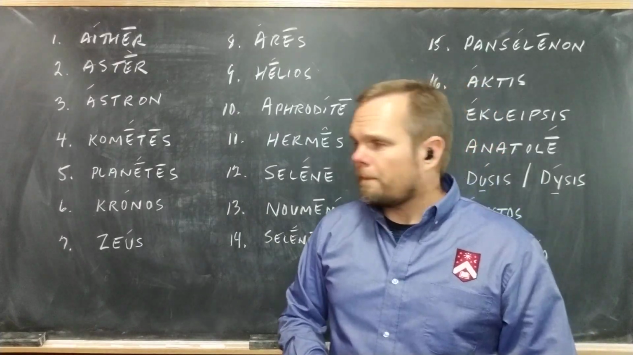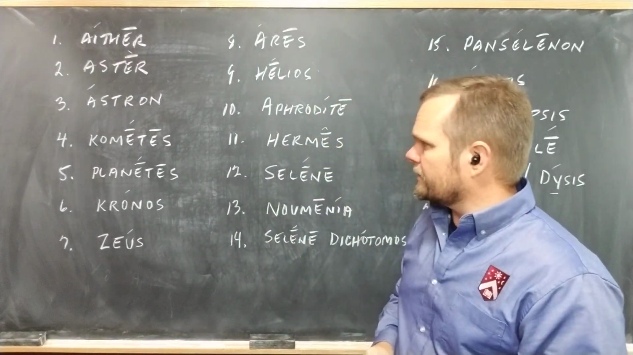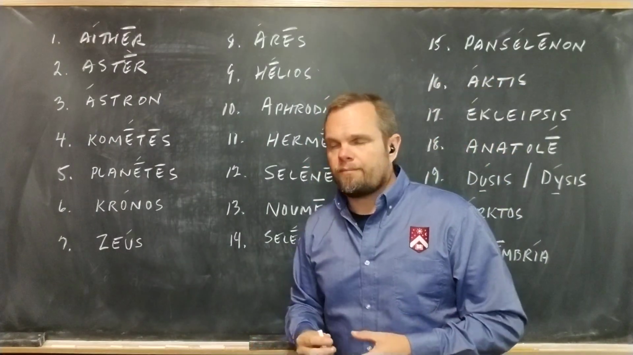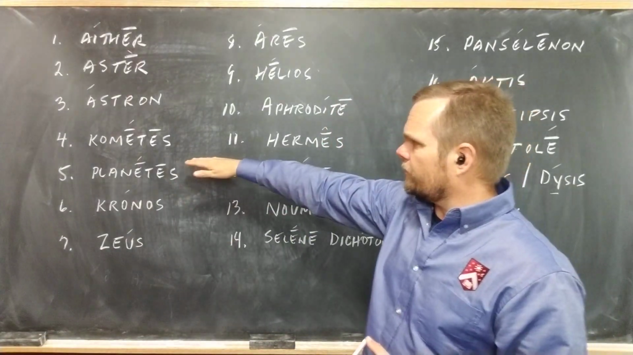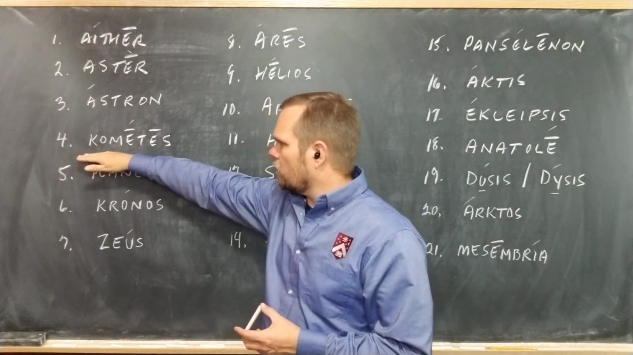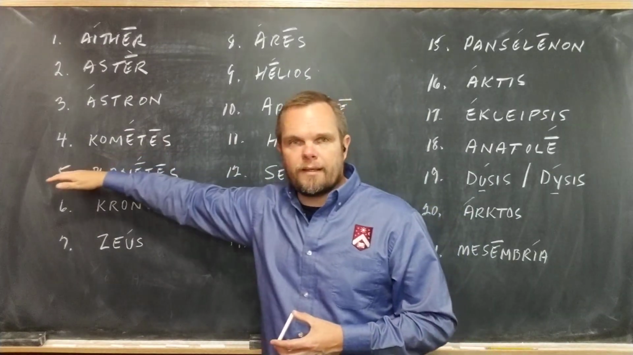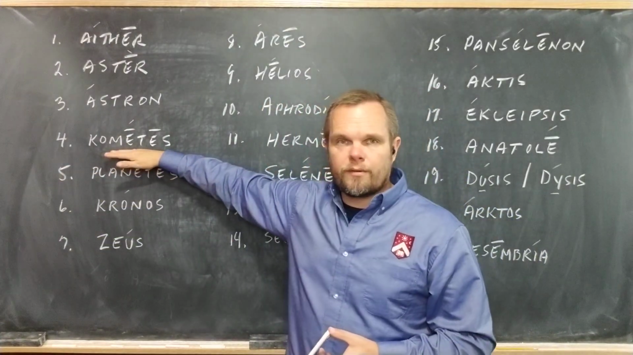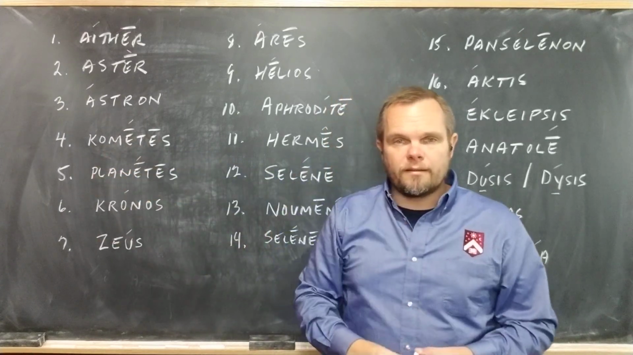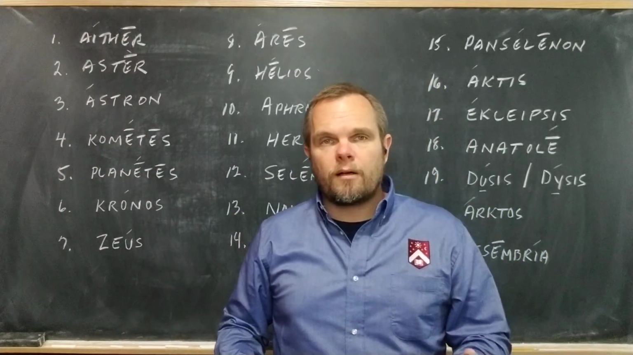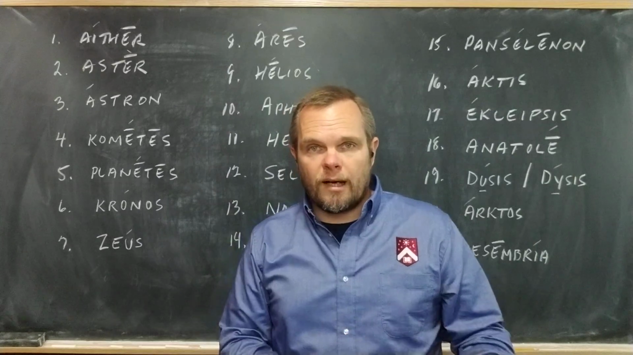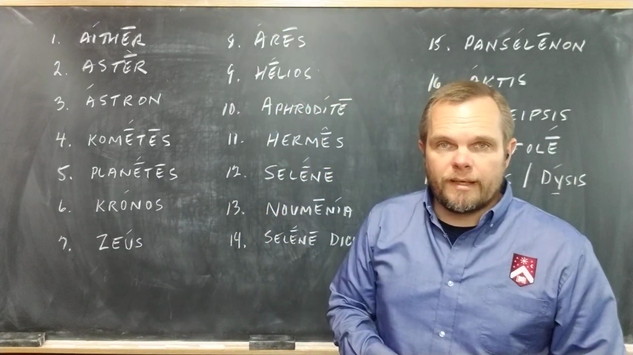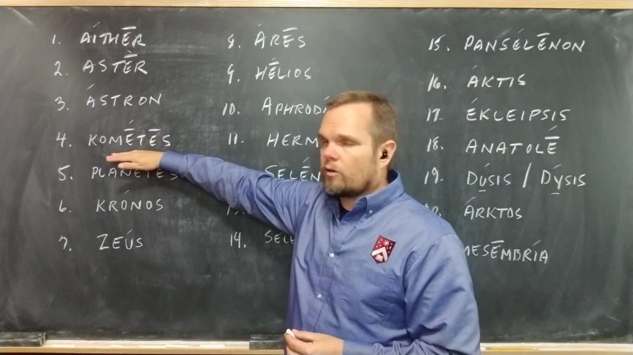Number 4, the fourth word on our list is a comet. And if we look to the Greek first, we'll see that the Greek word is kometes. And so the English word is derived from the Greek. If we look at the Latin, we see cometa. So in English we have comet, in Latin we have cometa, and in Greek we have kometes.